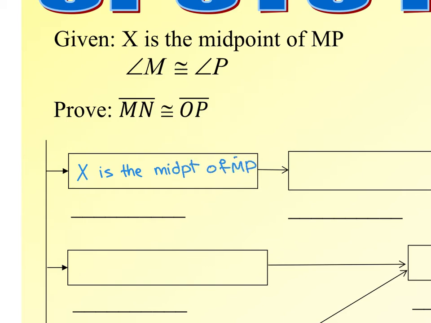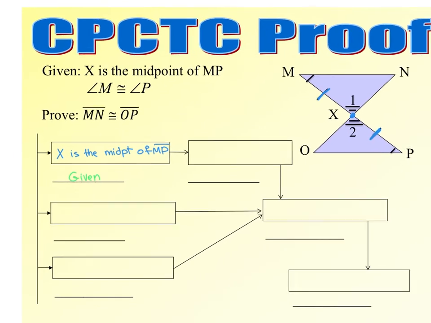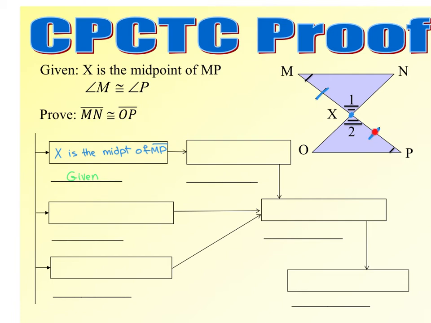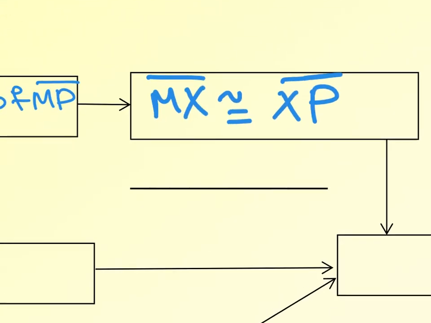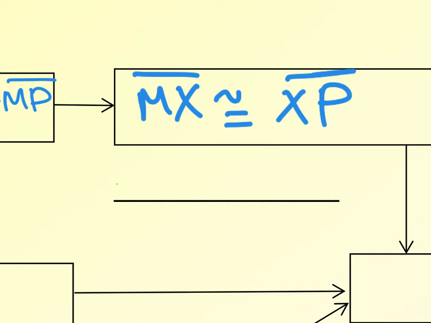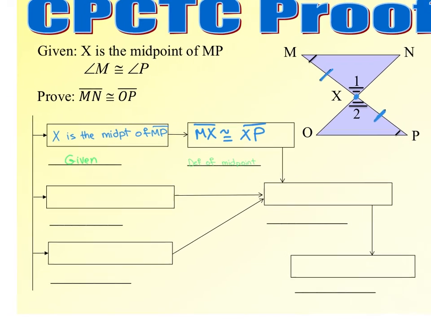And the reason behind that is that it's given. And from that given, I can deduce that XP is congruent to MX. So segment MX is congruent to segment XP. And the reason behind that is definition of midpoint, because it divides the segment into two equal parts. So that's the first given. I was able to get a side from this given.